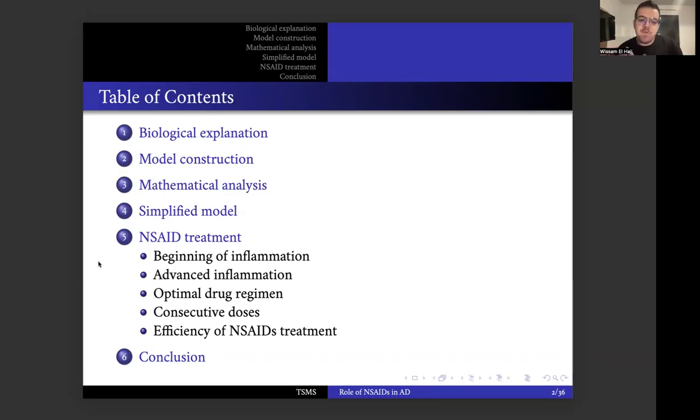So at some point you will see a break between the biology and the math, and we're going to start with some equations. I present the mathematical analysis in two parts. First, a simplified model that can be solved analytically, and another part for the complete model, where I will go back to the complete initial model and work numerically. And last but not least, I will conclude.